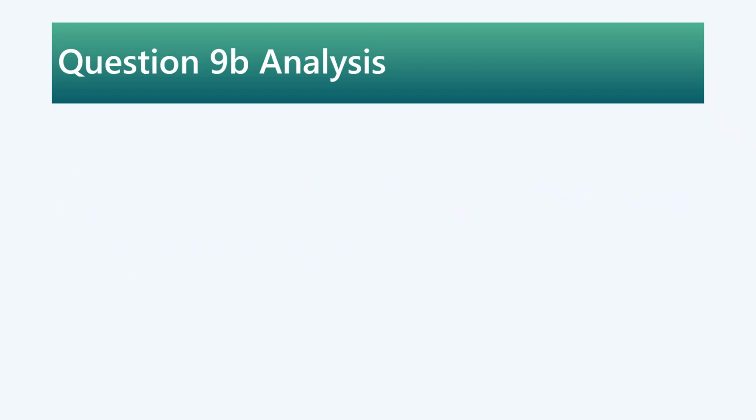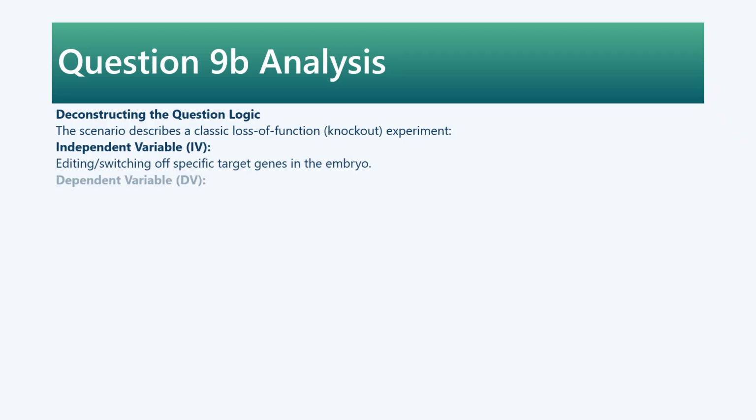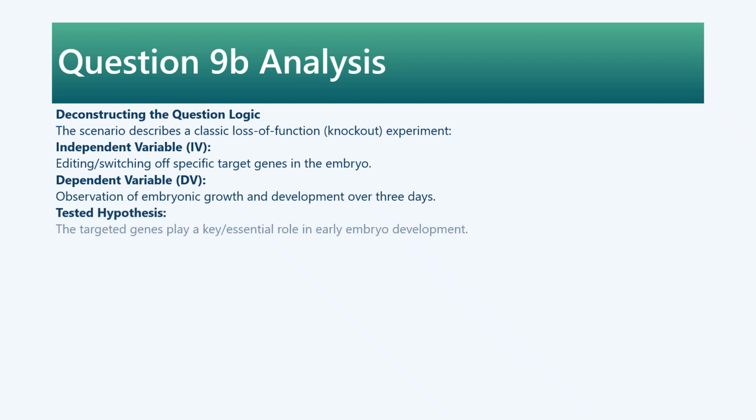1 mark. Deconstructing the question logic. The scenario describes a classic loss-of-function knockout experiment. Independent variable, IV. Editing or switching off specific target genes in the embryo. Dependent variable, DV. Observation of embryonic growth and development over 3 days. Tested hypothesis: the targeted genes play a key, essential role in early embryo development.